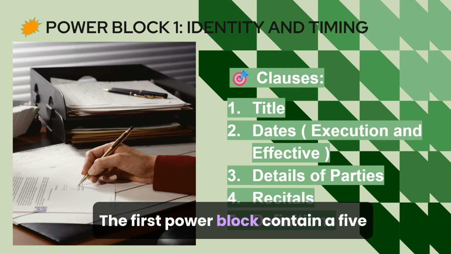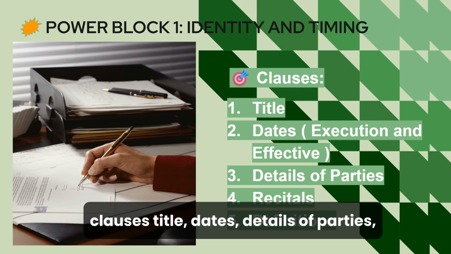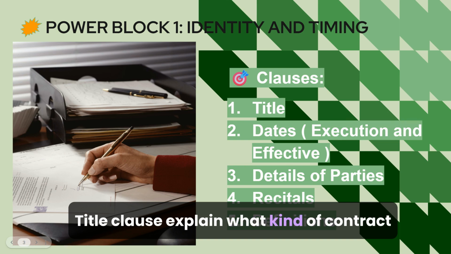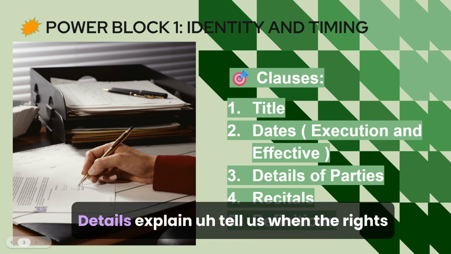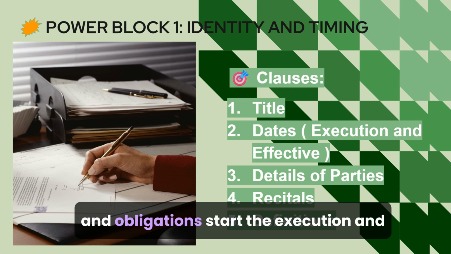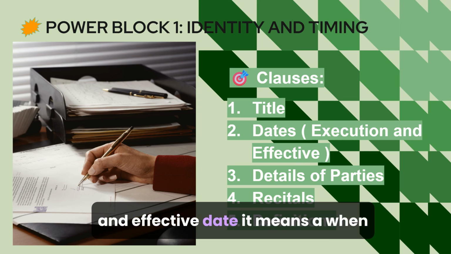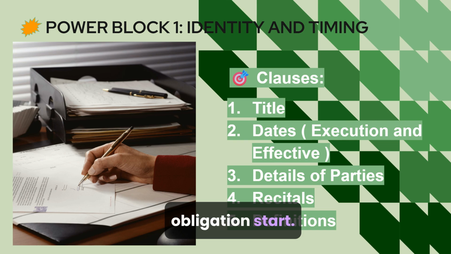The first power block contains five clauses: title, dates, details of parties, recital, and definition. The title clause explains what kind of contract this is. Dates tell us when the rights and obligations start: the execution and effective date. Execution date means the date of signing, and effective date means when obligations start.